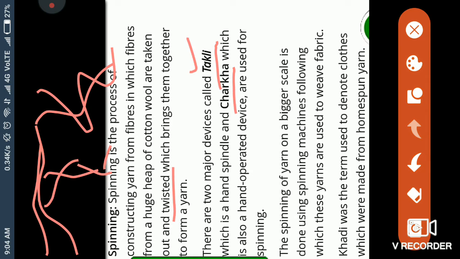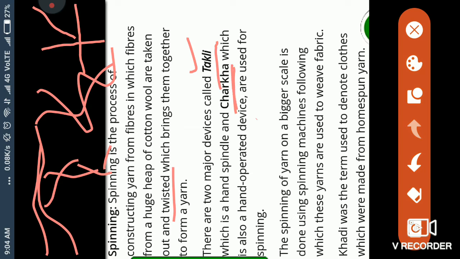And there are two devices from ancient times, takli and charkha. Takli is used by the old people in the village. Presently you will also see, if you ever visited village areas, the old people have such an instrument, a plus sign, and here a thread is connected. Understand? So they make the yarn from the fiber with the help of this takli. They move it in a round shape and it will start spinning.